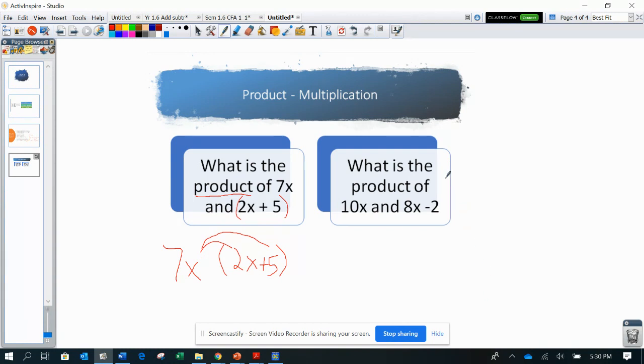So now pause the video and see if you can work out what is the product of 10x and 8x minus 2. Okay, hopefully you got 10x. Use your parentheses. Let's get the x in there, sorry. And then 8x minus 2. And use your distribution to multiply. Look at the other videos in order to remember how we need to multiply when we distribute.